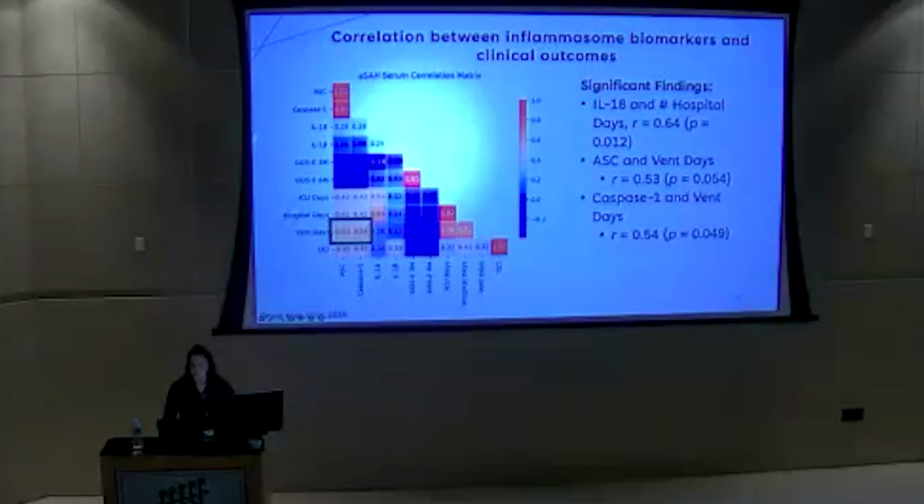And just as a note, the average days on mechanical ventilation for these patients was 17 days, and the average days in the hospital was 44. So inflammasome proteins in the serum do correlate with poor prognosis in this patient population.